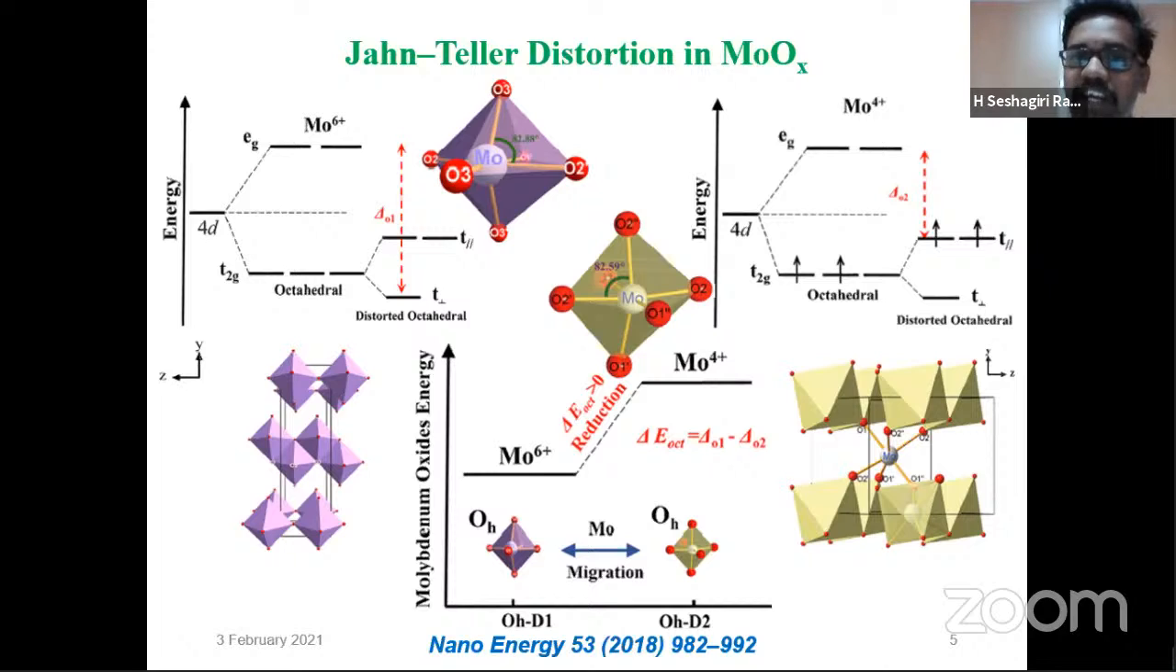It is ranging from 82 degrees, where it should actually be 90 degrees in a normal tetrahedron, but it is going to 82 degrees 88 minutes and 89 degrees 59 minutes in the case of MoO3 and MoO2 respectively. So because of this Jahn-Teller distortion in the molybdates and vanadates.